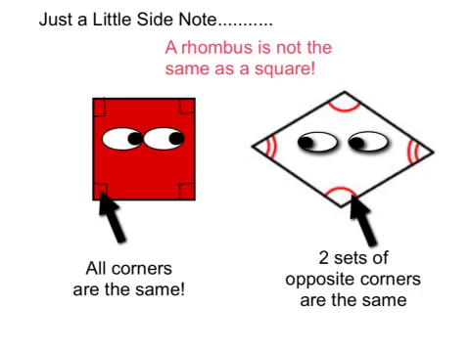Just a little side note to remember, a rhombus is not the same as a square. On a square, all the edges are the same length, but all the corners are also the same. Whereas on a rhombus, all the edges are still the same length, but the two sets of corners opposite each other are different. That is the difference between a rhombus and a square.